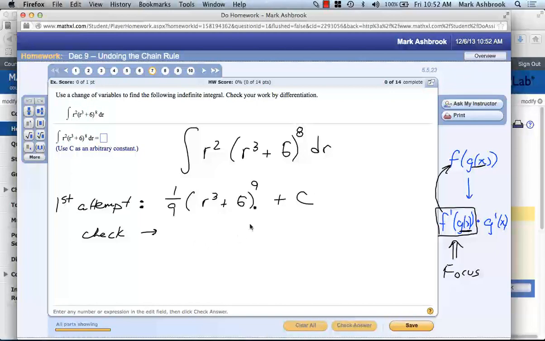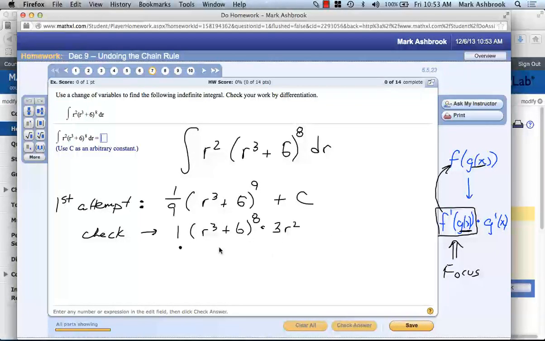Okay. So you take 1/9 times the quantity to the 9, multiplied by 9. 9 times 1/9 is 1. And then take the whole thing to the 8, keeping the inside the same. This is now, we're doing the mastery test, right? To the 8th. And then you take the derivative of the inside, which is r squared. Or no, 3r squared. Any more? No. That's it.